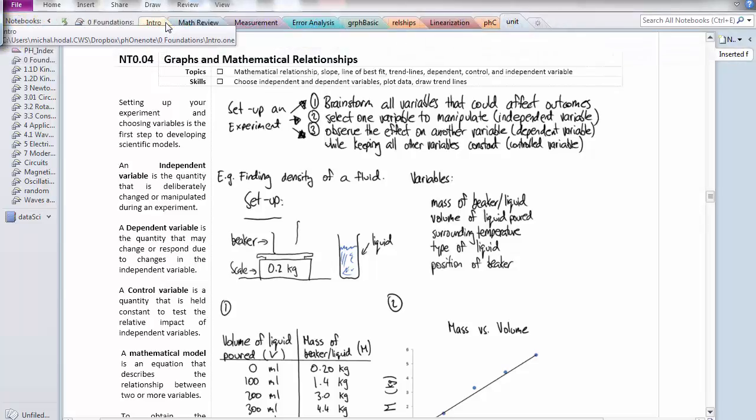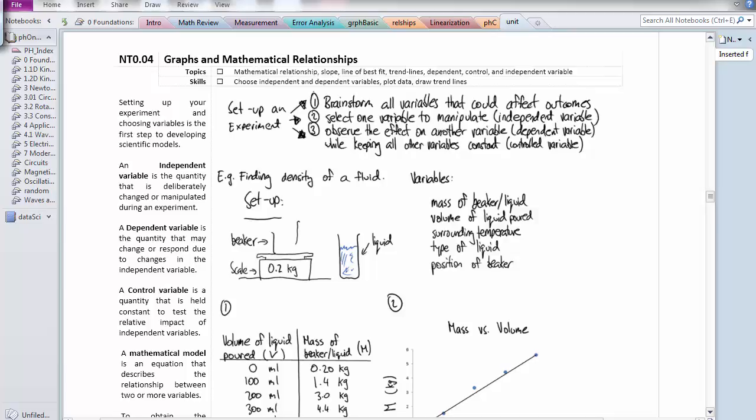Okay, in this class cast, we're going to be talking about graphs and mathematical relationships. Super important. So to start, we're going to be doing experiments in physics, and before we begin, there's three very important steps that we need to do in order to set up this experiment.